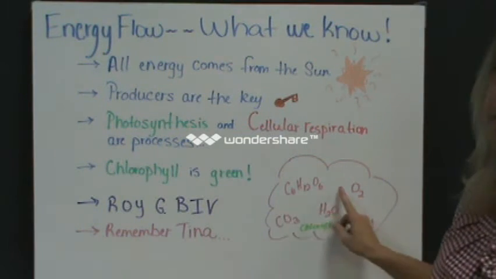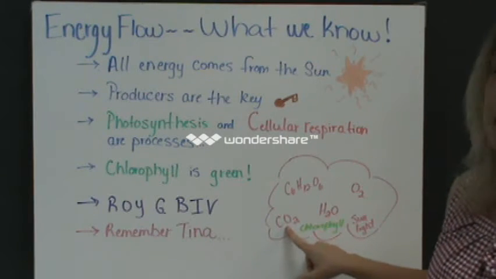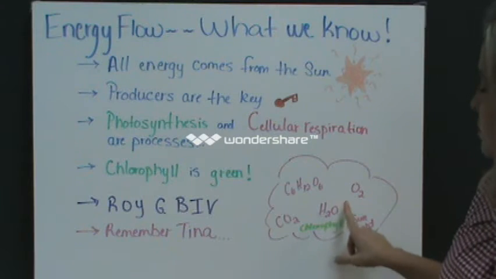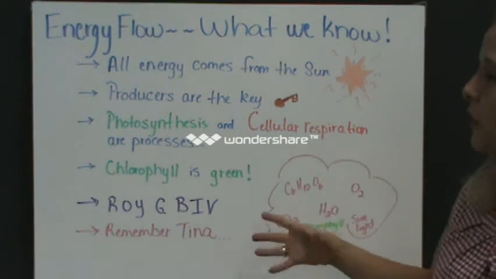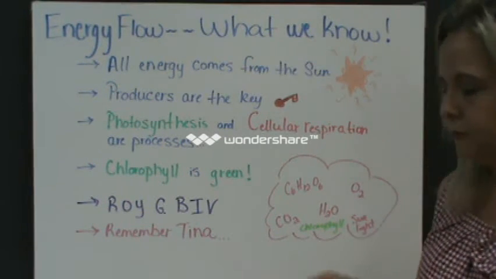Over here in my cloud, don't forget, we've got a little bit of glucose. We've got some carbon dioxide. We have some green chlorophyll, some water, oxygen, and sunlight. And all of those things work together to build our foundation for energy flow.